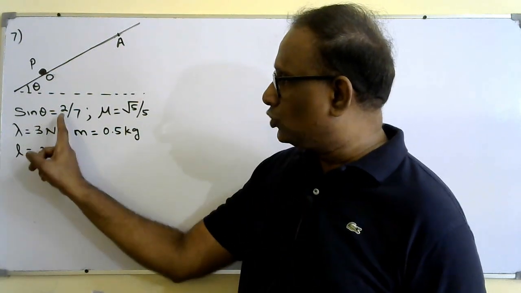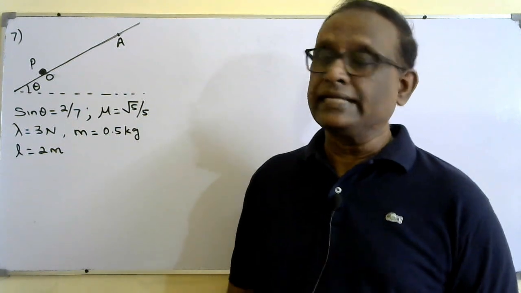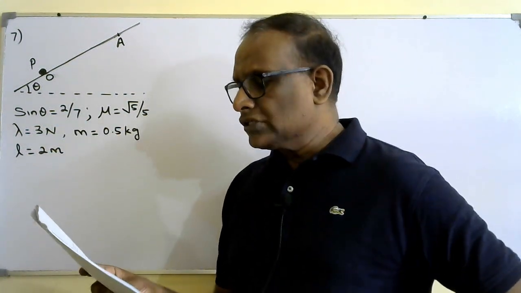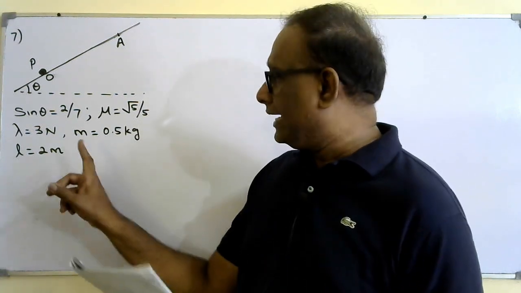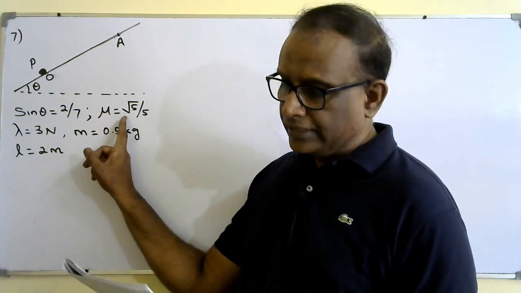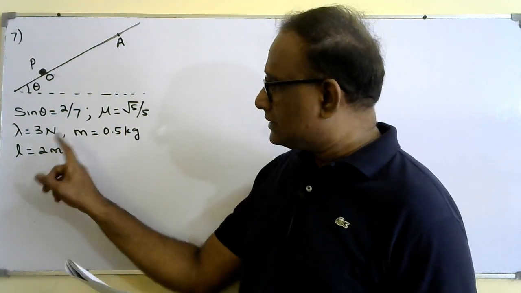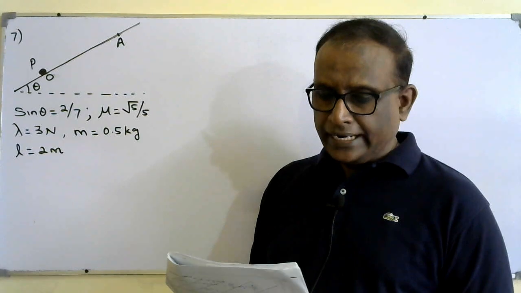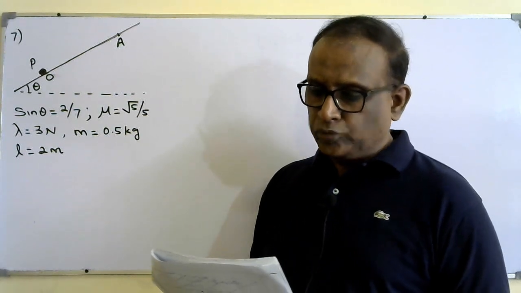The sine theta is given as 2 by 7, so we should be able to find the cos theta and tan theta. I'll show how to find it, you know that anyway. The coefficient of friction between P and the plane, mu, is given as √5 by 5, and the mass is given, lambda, or the given data. I wrote it here. The question is, the particle P is initially at rest at point O.